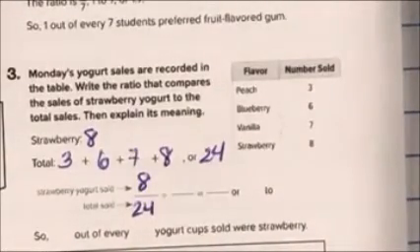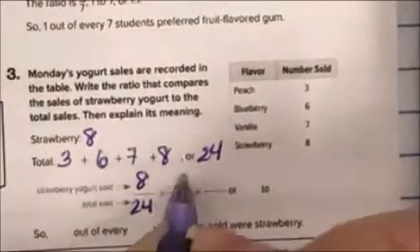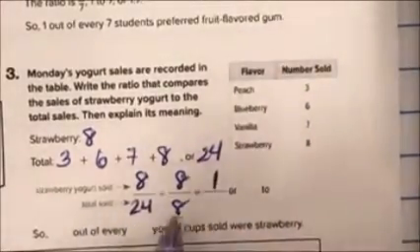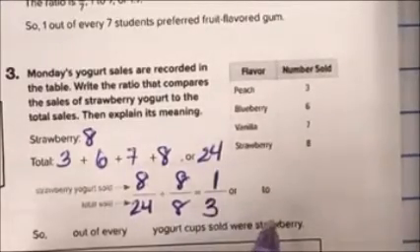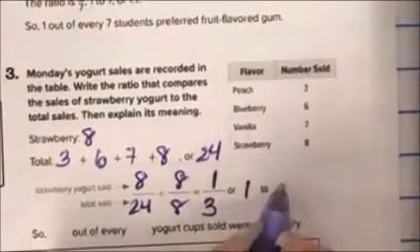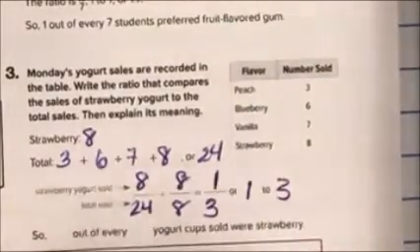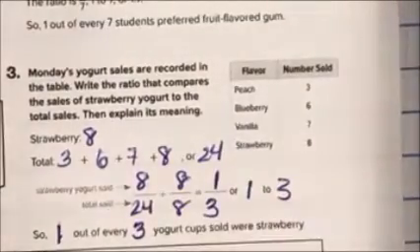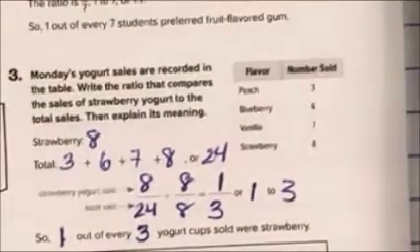Now the GCF for 8 and 24 is 8. So 8 divided by 8 is 1. 24 divided by 8 is 3. So 1/3, or 1 to 3. So 1 out of every 3 yogurt cups sold were strawberry.